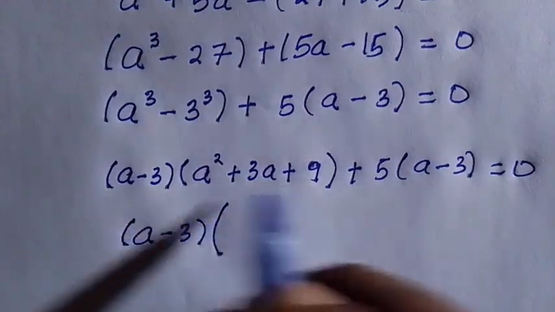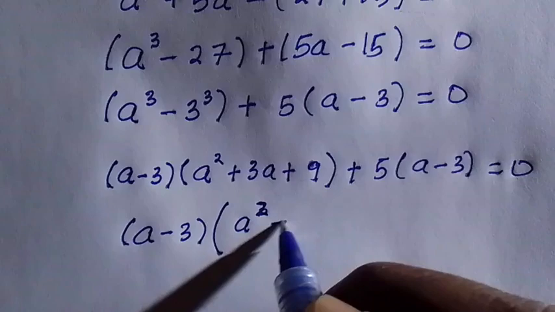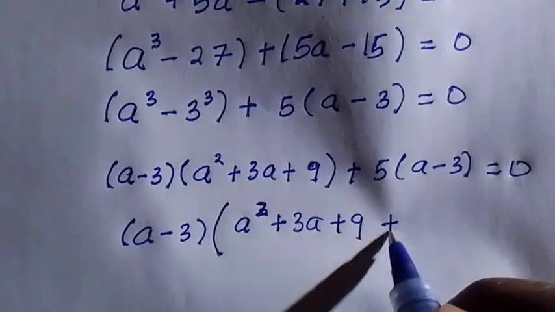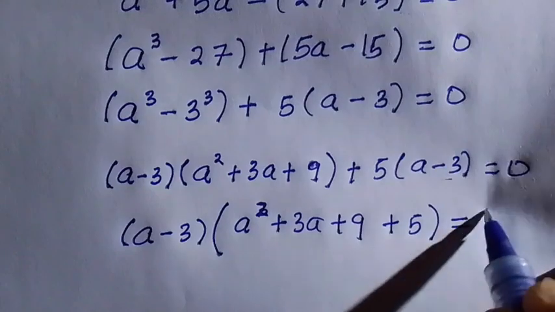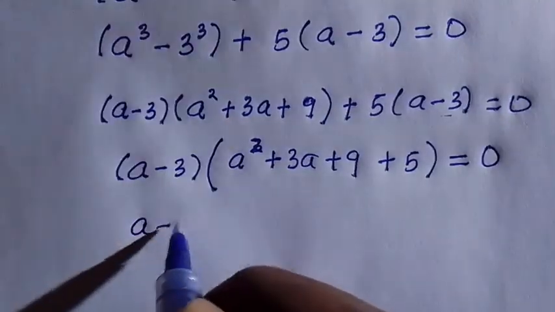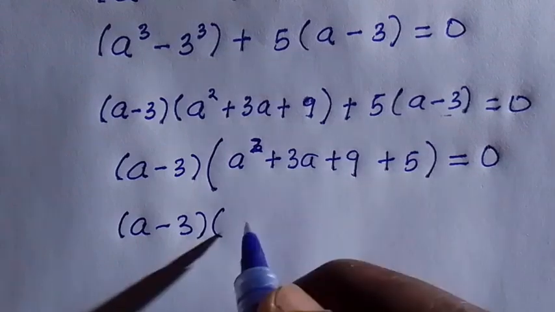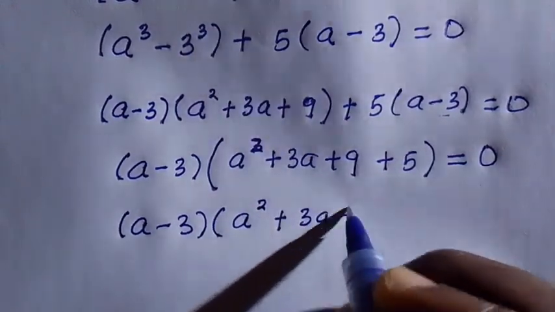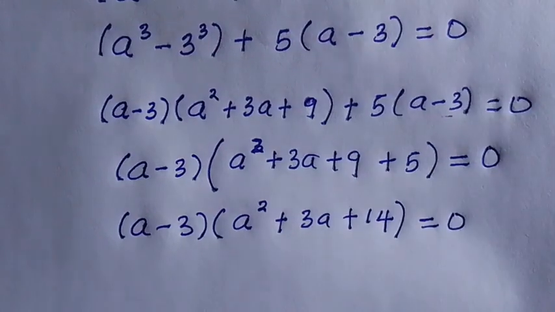If we divide this one by a minus 3, what we have left is a to the power of 2 plus 3a plus 9. So this is what we get. Then plus, when we divide this one by a minus 3, we are left with plus 5 equals 0. So here we have a minus 3 in brackets, open bracket. With this one, we write this as a squared plus 3a plus 14 equals 0.